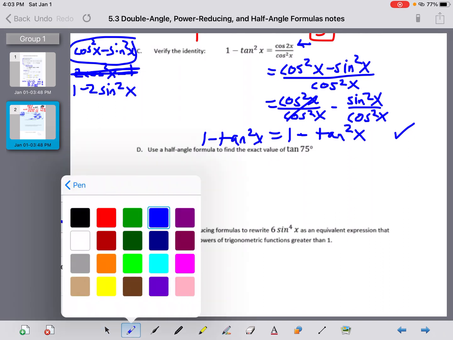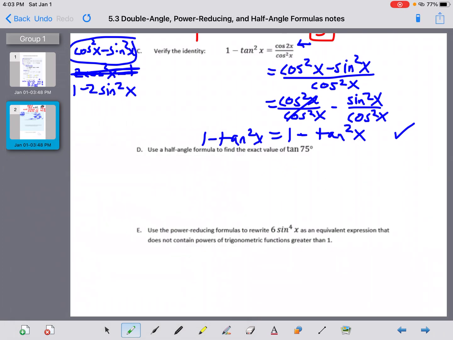All right, so here we go. I want to find the exact value of tangent 75, and I want to use the half angle. So if you think of 75 degrees, 75 is half of what angle? If you multiply by 2, you're going to get 150. So we actually want to use 150 as our theta. So we're doing a tangent, my half angle formula.